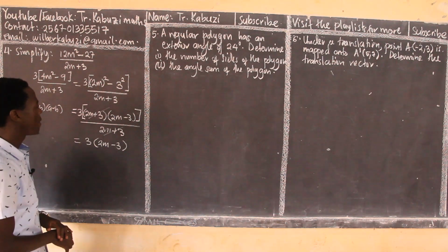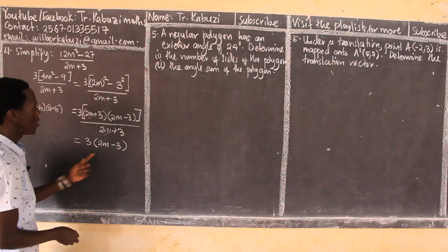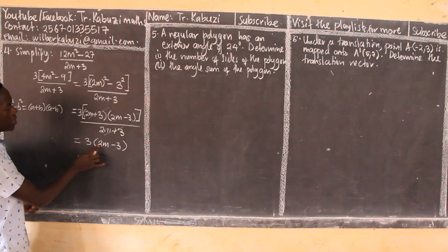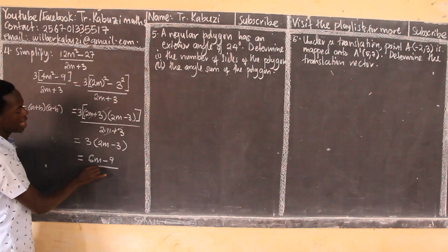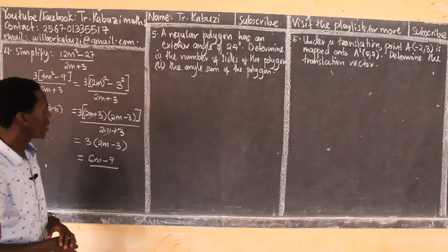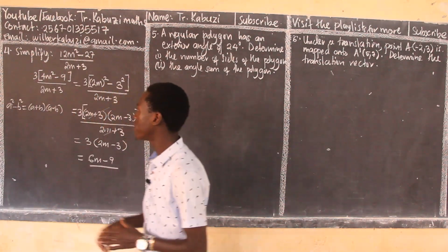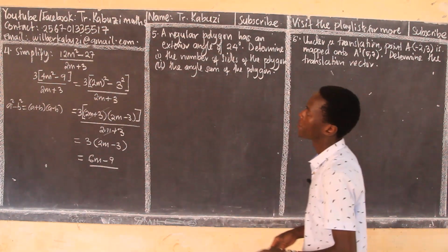They told you to simplify. So if you had to simplify, you had to open brackets there. This one was giving us 6m minus 9. And so that was the answer there. So it was about the difference of the squares in simple terms.